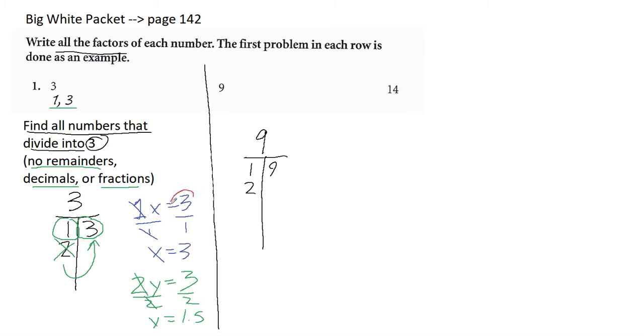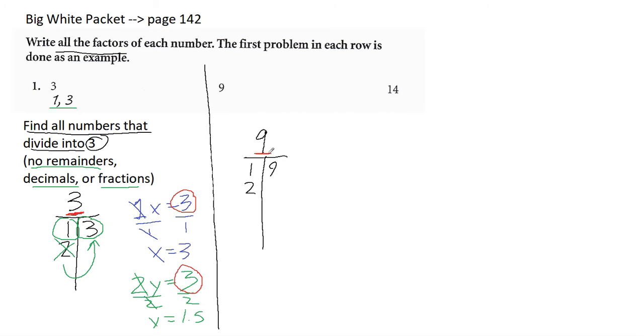So it was 3 divided by 1. When I was checking if 1 was a factor, I did 3 divided by 1 and I got a whole number. When I was checking if 2 was a factor, I did 3 divided by 2. The 3 was because that was the number I was looking for. I was looking for factors of 3.